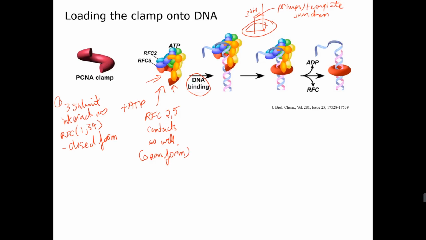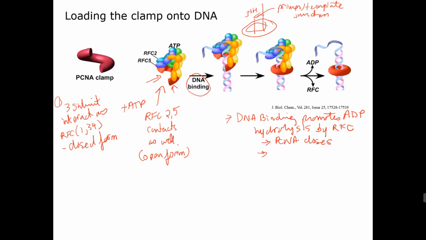So what happens is that the binding of the DNA promotes ATP hydrolysis by RFC. And when ATP becomes hydrolyzed by RFC, the PCNA reverts back to its closed form. So then PCNA closes. And that means when it's closed, contacts from RFC 2 and 5 are gone.